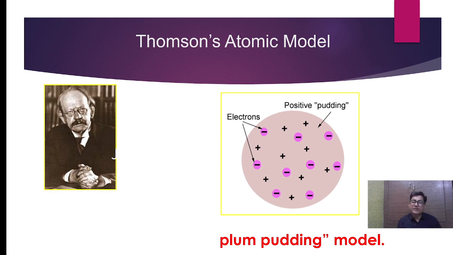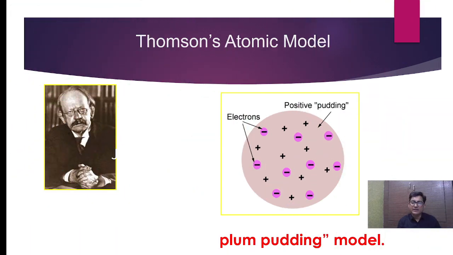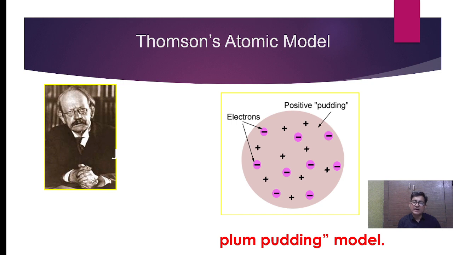This model confirmed that the atom is electrically neutral because the negative charge is equal to the positive charge, and the atom is spherical. But the presence of negatively charged particles with positively charged particles merged together can neutralize one another. So it could not explain the stability of an atom. So that is why this model was discarded very soon.